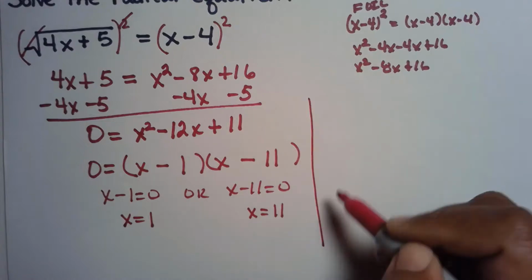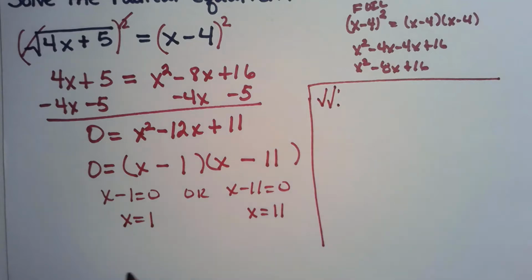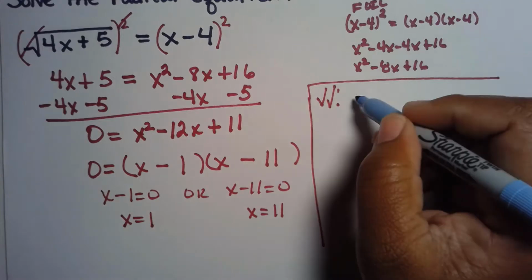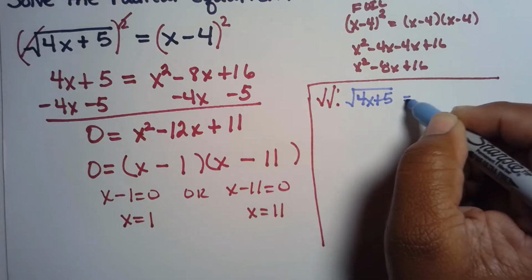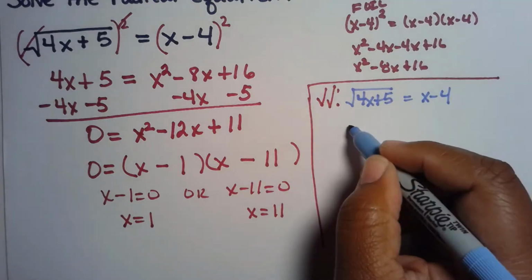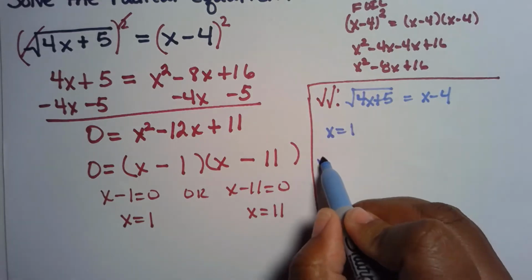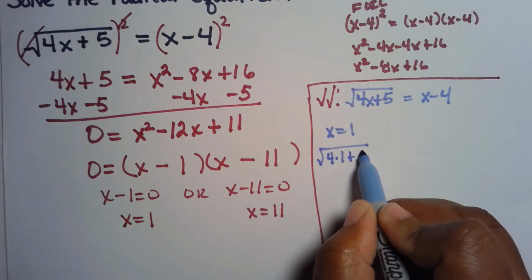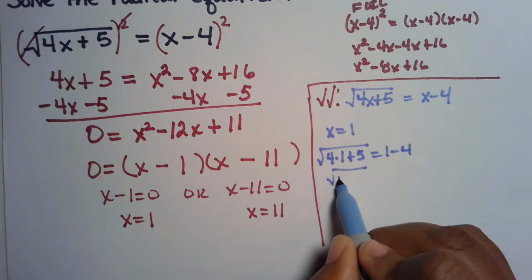Next, we want to check our solutions to see if both are solutions, or if one or the other, or maybe none. So let's go back to the original equation and start when x is equal to 1. We have the square root of 4 times 1 plus 5 equals 1 minus 4. The square root of 4 times 1, which is 4, plus 5.